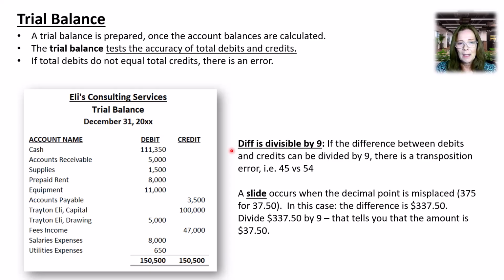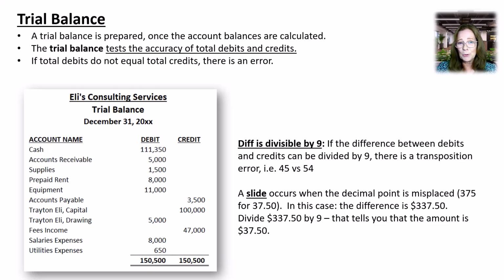Now, a slide is an error that occurs when the decimal point is misplaced. So you've entered one side as $375 and the other one as $3,750. Those are the two typical errors that you might find. Other errors would be, for instance, you recorded a debit, but you forgot to record the credit. That's typical as well.